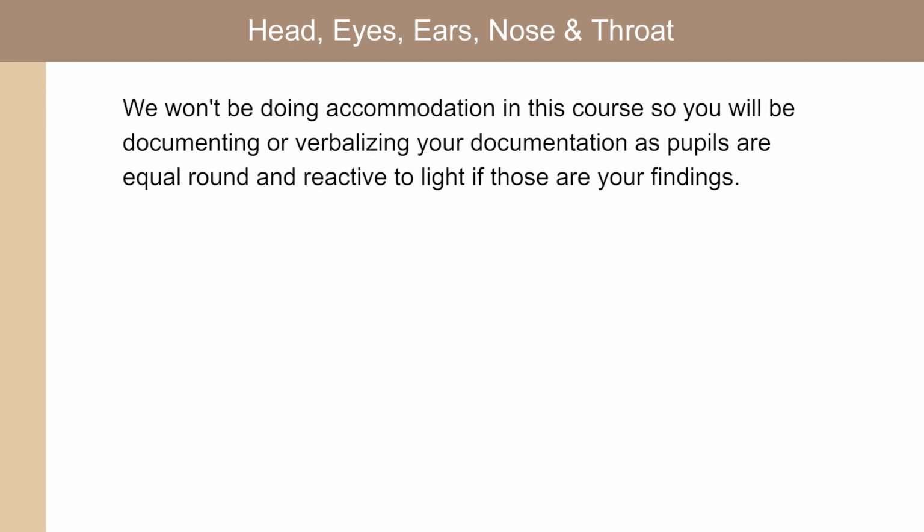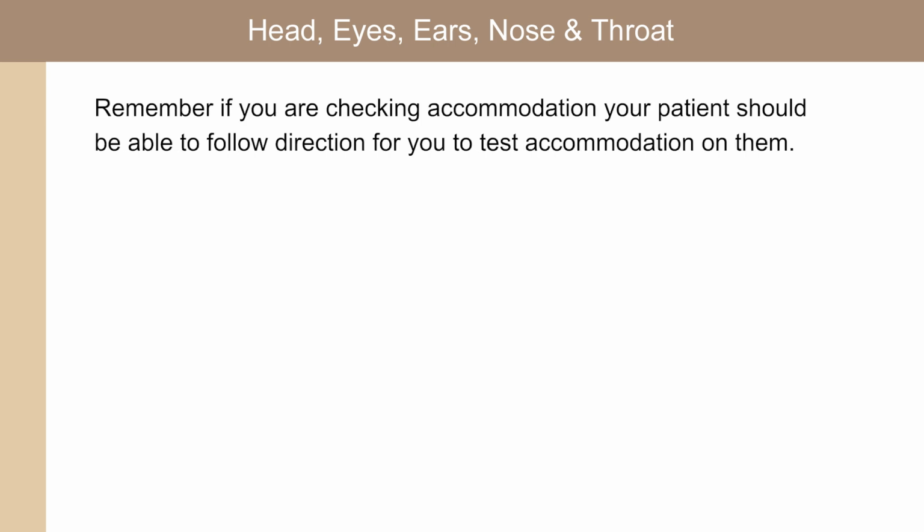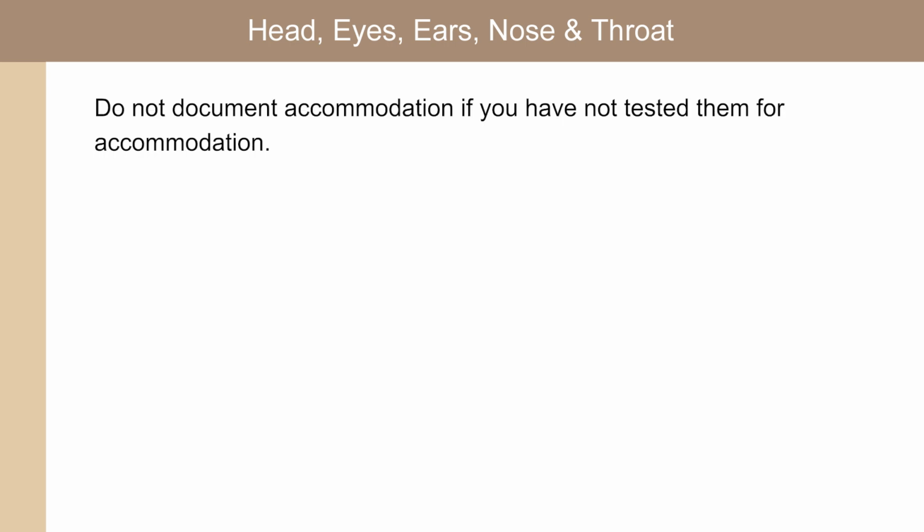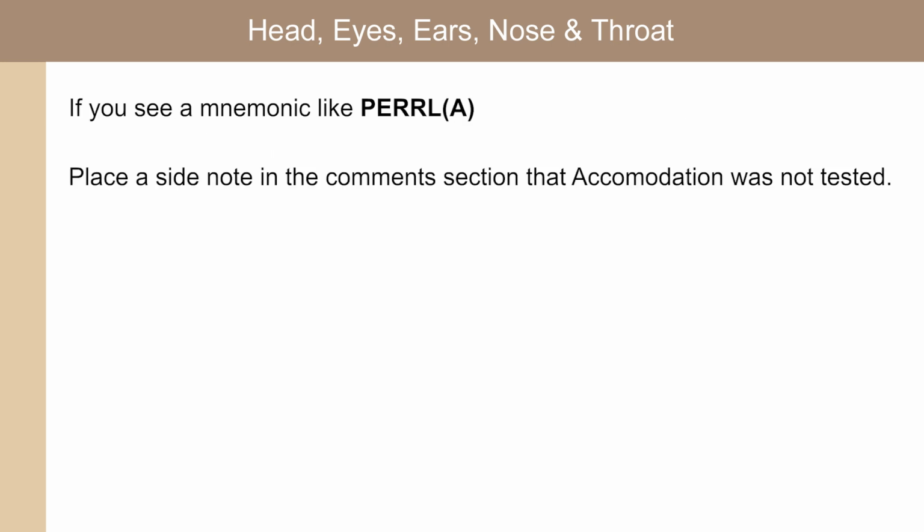We won't be doing accommodation in this course, so you will be documenting or verbalizing your documentation as pupils are equal, round, and reactive to light if those are your findings. Remember, if you are checking accommodation, your patient should be able to follow direction for you to test accommodation on them. Do not document accommodation if you have not tested them for accommodation. If you see a mnemonic like PERRLA, place a side note in the comment section that accommodation was not tested.